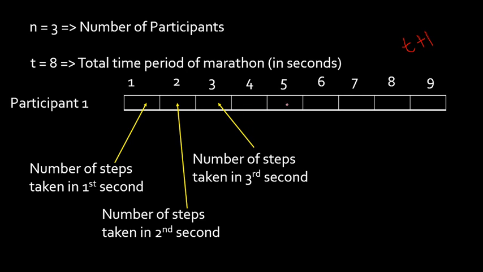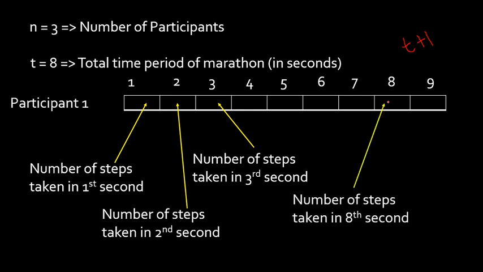This is the 4th second, 5th second, 6th second, 7th second and 8th second. This is the number of steps taken in the 8th second. Okay. The race goes on for how many seconds? The marathon continues for 8 seconds. And this last 8th box indicates the number of steps taken in the 8th second.